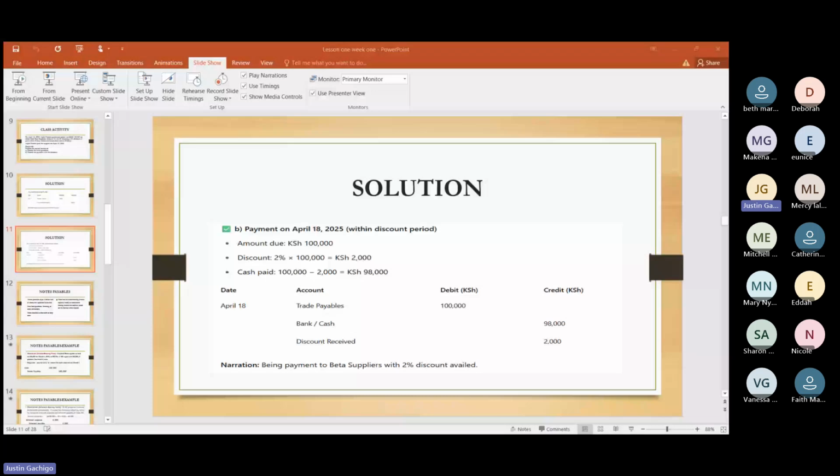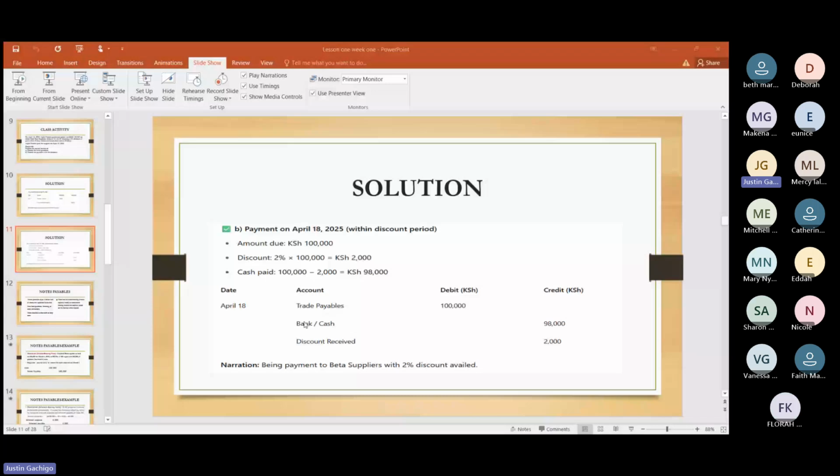So when you are recording the entry here, you debit trade payable 100,000. Then you credit bank or cash, which has reduced by 98,000, and then the difference will be the discount received of 2,000. So that is how you record that transaction or entry.